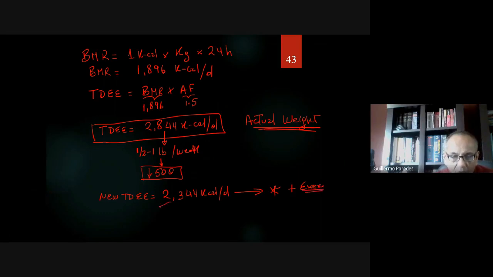Then for this, you need to work out how many carbs, how many proteins, and how many fat. So 50% carbs, 30% fat, and the other one is 20% proteins, correct? So I'm going to take 2,344 divided by 2, that is the 50%, and I need 1,172 kilocalories of carbohydrates, correct?